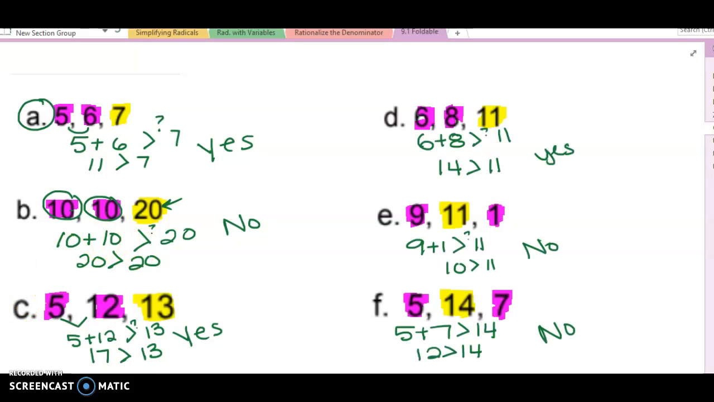All right, so as you can see on D, I added up the 2 smaller sides, and 14 is in fact bigger than 11. So yes, these form a triangle. On E, my 9 plus 1 is 10. 10 is not bigger than 11. So these would not form a triangle. And then on F, my 5 and 7 added together gives me 12. 12 is not bigger than 14. So that would be a big fat no.